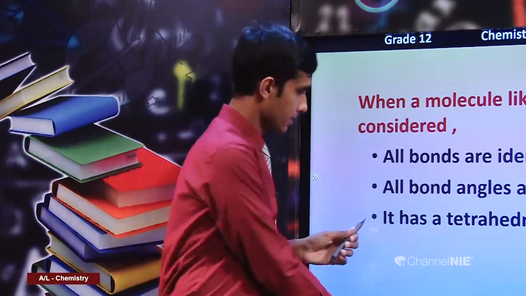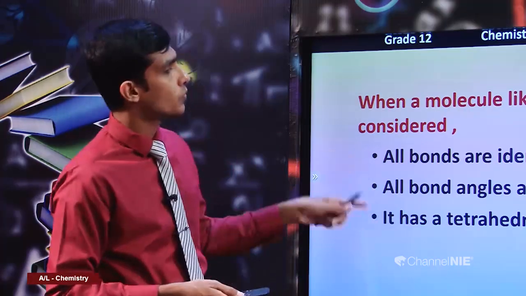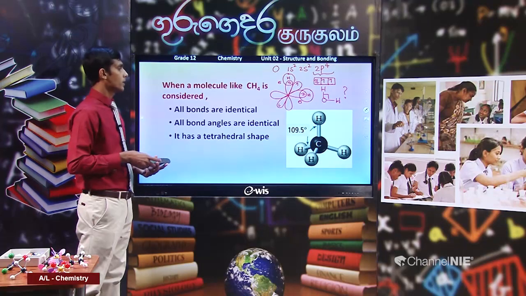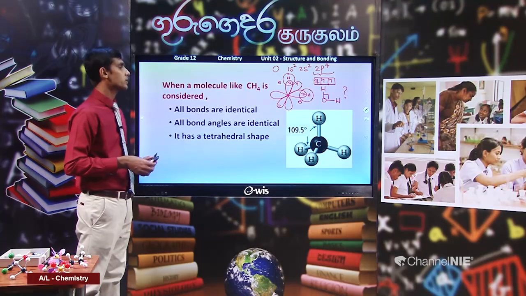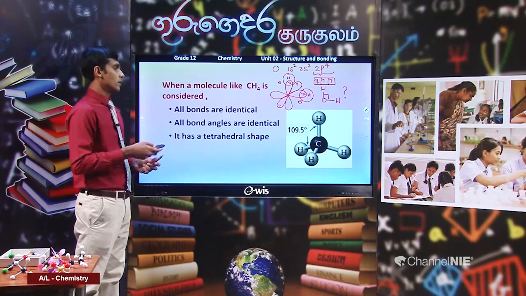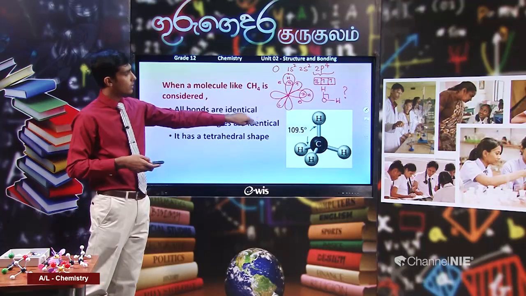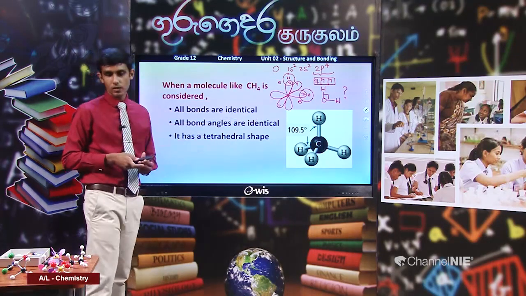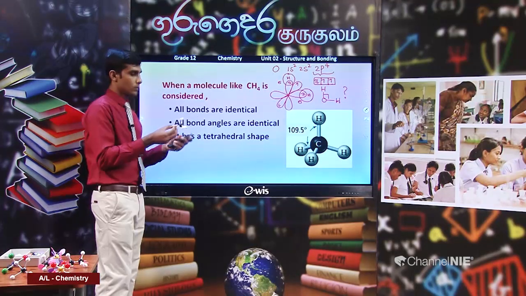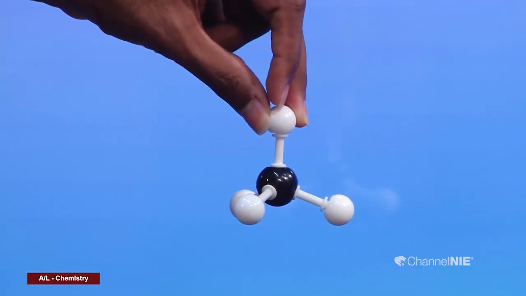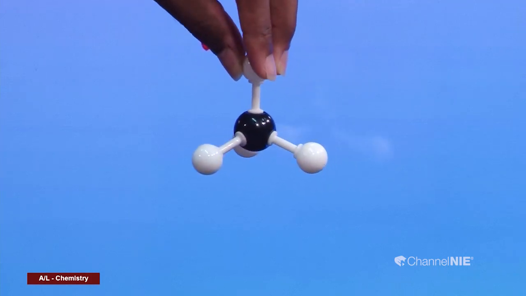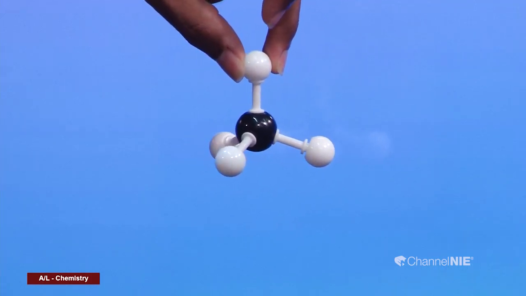Another example I have given here is CH4. In the CH4 molecule, when the actual molecule is considered and the bond angles are measured, all 4 CH bonds are identical. This is the experimental result. When the CH4 molecule is represented using experimentally measured bond angles, it looks like this, a tetrahedral molecule, each bond angle equal to 109.5 degrees.